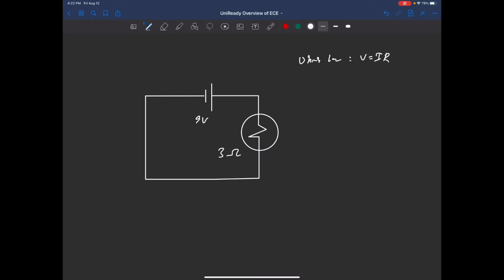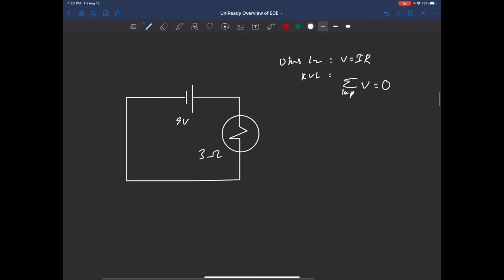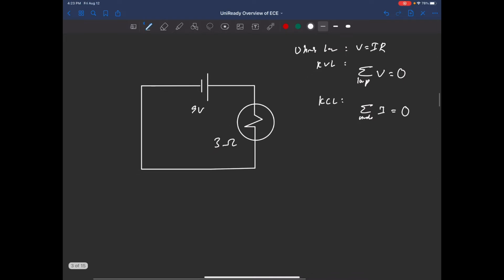Remember that you can't just apply it to any random component. It has to be a resistor. You also have KVL, Kirchhoff's voltage law, which says that if you go along a loop and add up all of the voltages, you get 0. And you also have KCL, which says that if you add all the current going into and going out of a node, then you have 0. So that's an explanation of these 3 fundamental laws on this circuit.